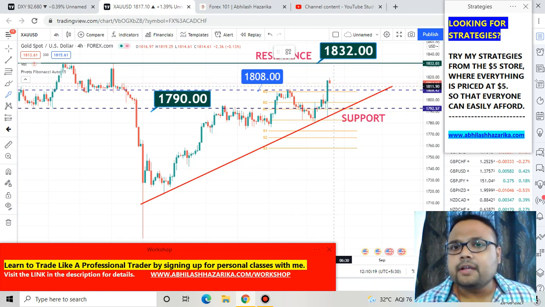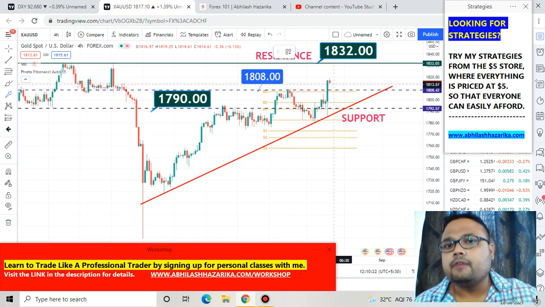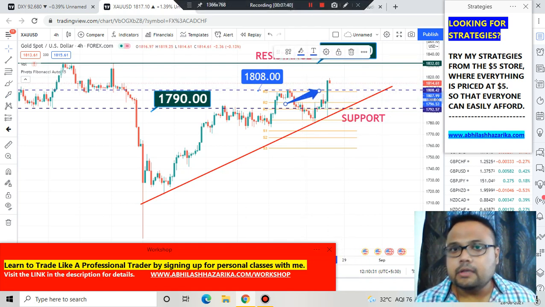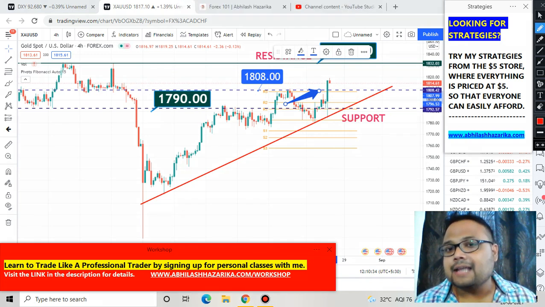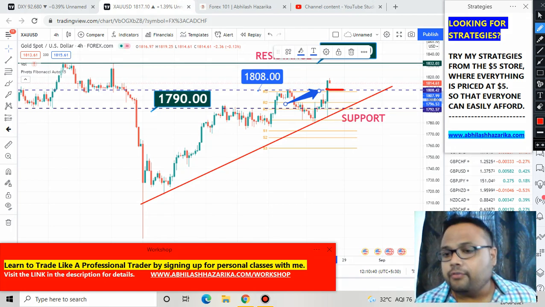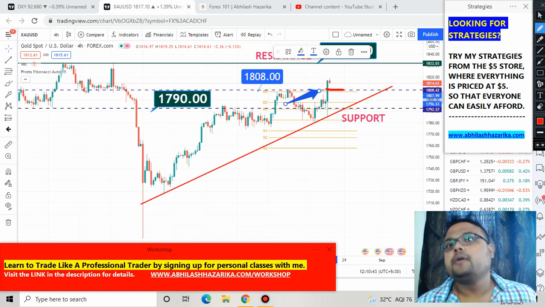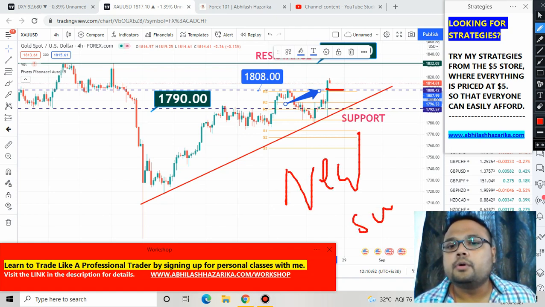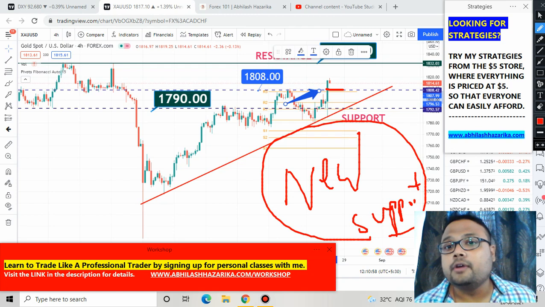If you find the market trading comfortably above this 1808 level, then you'll get the confirmation that, yes, at last this level has become the new support for the market. Listen to me carefully. If you find the market trading comfortably above this level for a couple of hours on Monday, then you'll get a confirmation that yes, this is the new support, and you can easily go for a buy above this level because this will be your new support on the market.